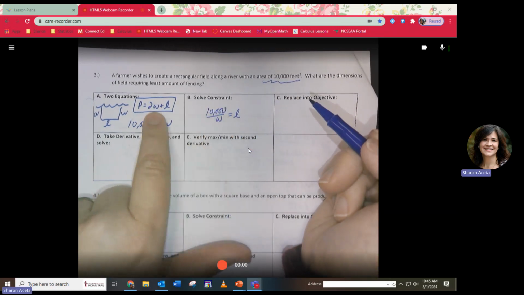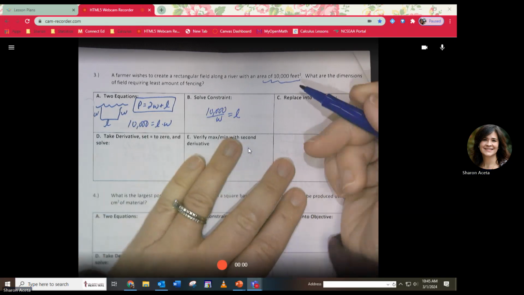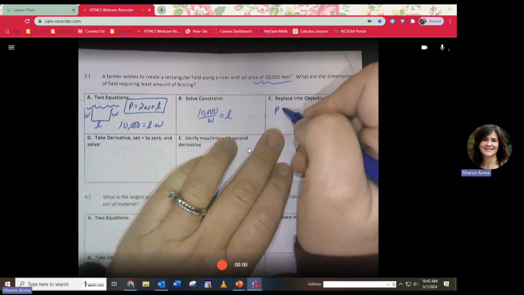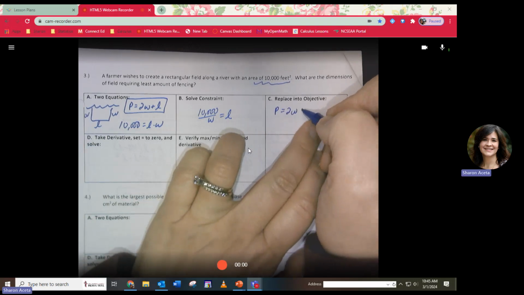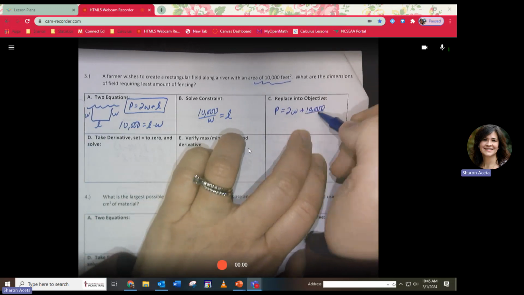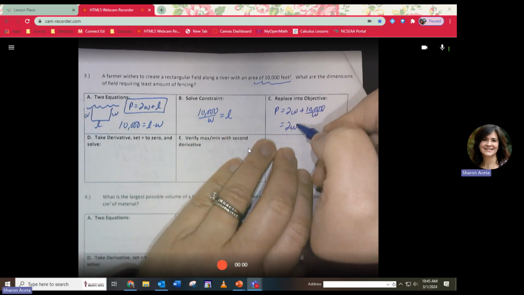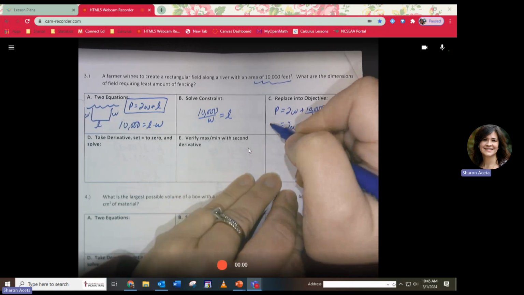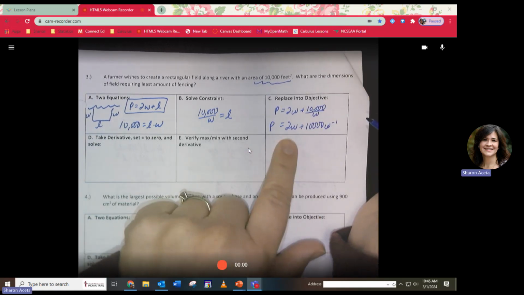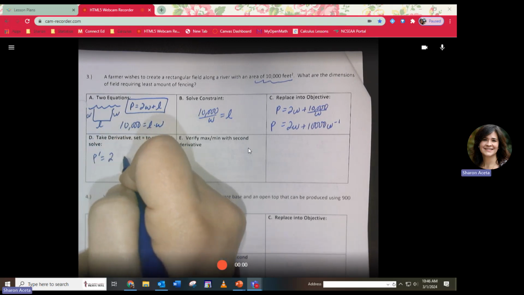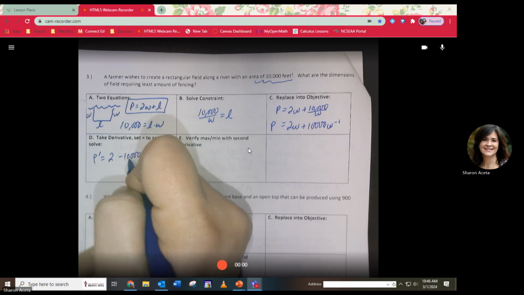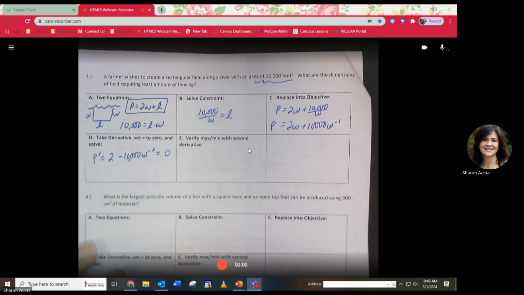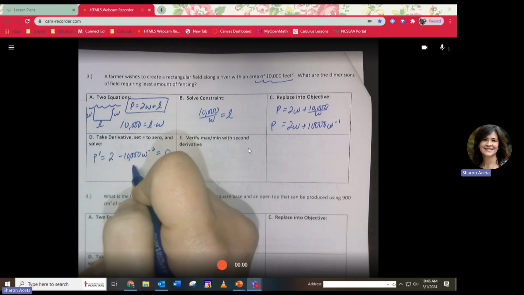I'm going to plug that into my objective. So P equals 2W plus 10,000 over W. But watch how I rewrite this. I'm going to rewrite this as 10,000 W to the -1. Because remember, you want to take a derivative of that. So the derivative of P with respect to width would be 2 minus 10,000 W to the -2. And we're going to set that equal to 0.